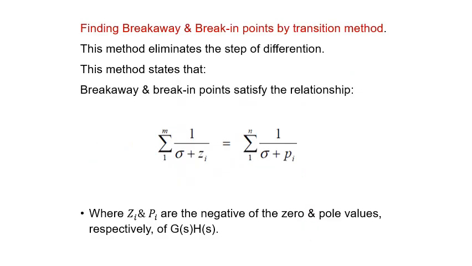Another way to do the break-in and breakaway is by finding the summation of 1 over sigma plus Z, meaning 1 over S plus Z, as I told you sigma is S, equal to the summation of 1 over sigma plus pole, or S plus pole. Simplify the function and you will finally get the value of S. It's explained in the next slide.